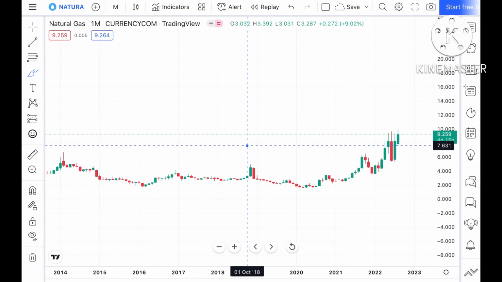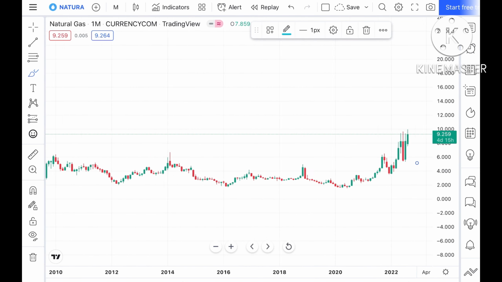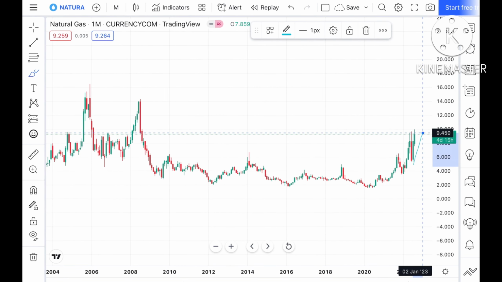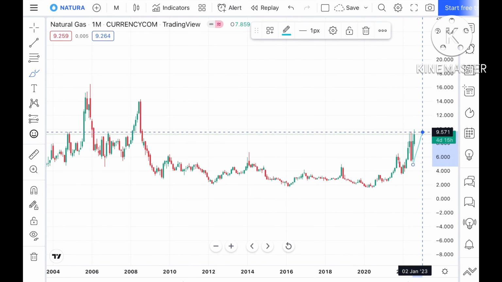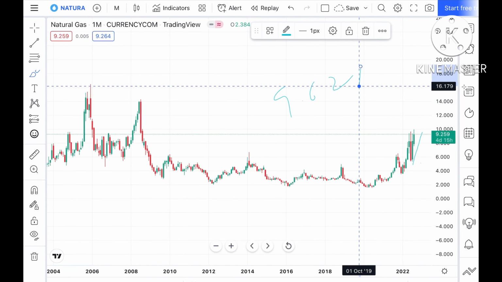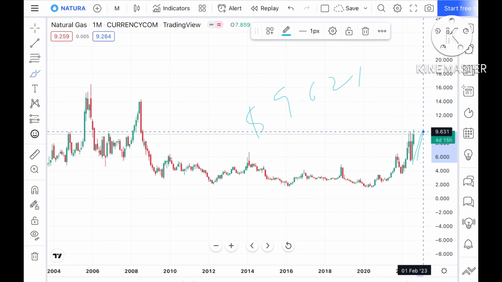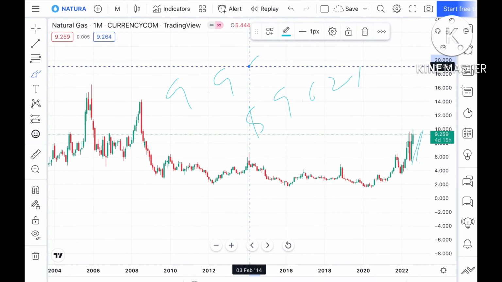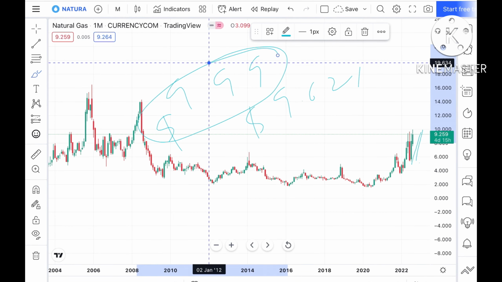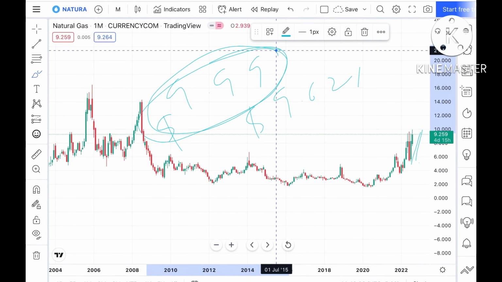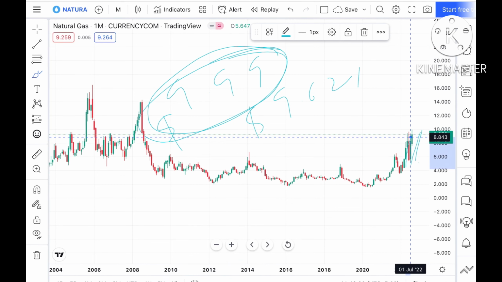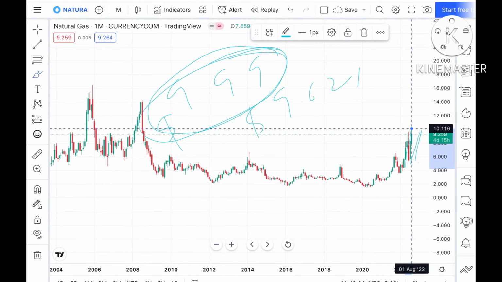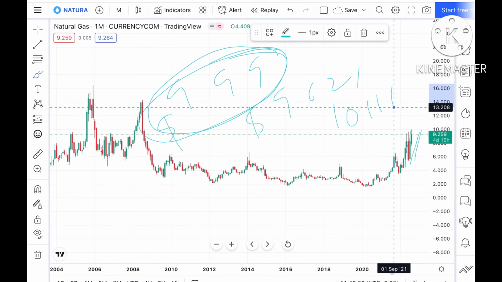Now suppose this particular level sustains, we can see it can touch a level of $9.621. Okay, and suppose the price goes above that level, then there is a higher probability we can see it touch a level of $9.99. Okay, and this particular resistance is already being tested here as a weak resistance, so the probability is very high we can see it touch a level of $10.116.